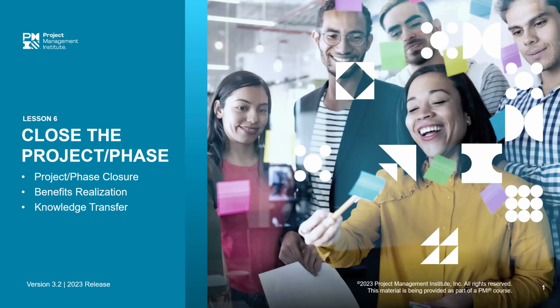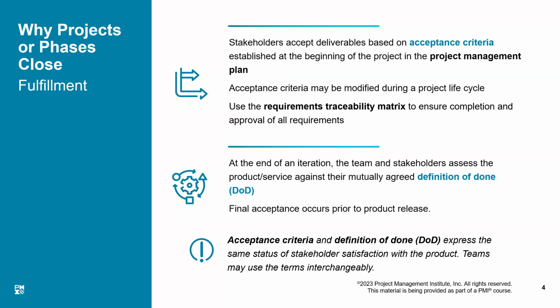Okay, so we are talking about the project and project phase, lesson number 6, and the first topic is project phase closure. As I was explaining, in a predictive project, naturally you understand that there is an acceptance criteria for the whole project, which would be applicable at the end of the project when we are handing over the product, right?